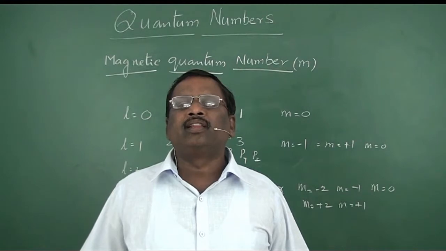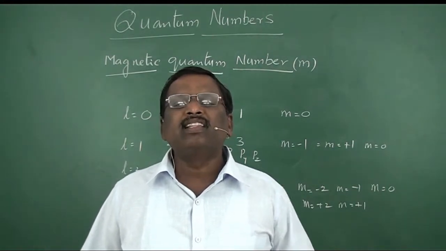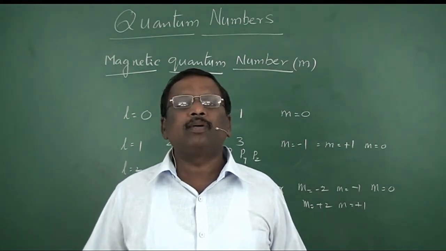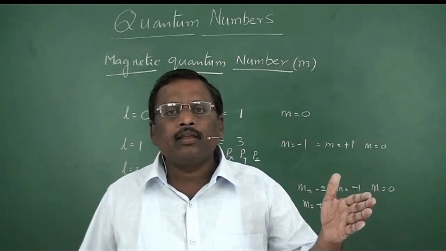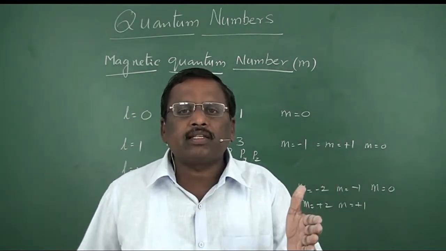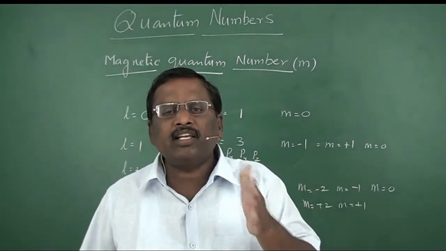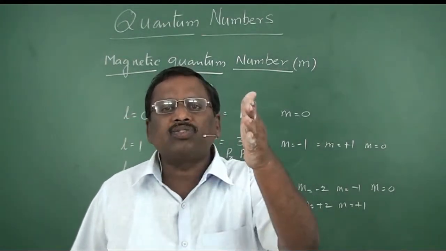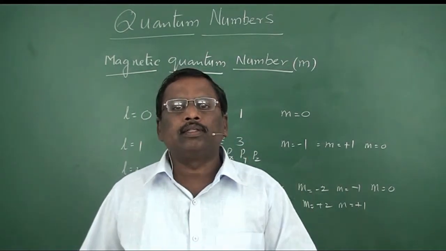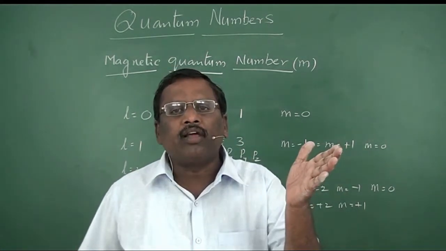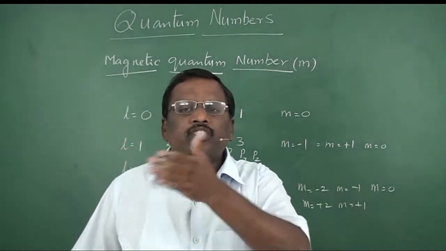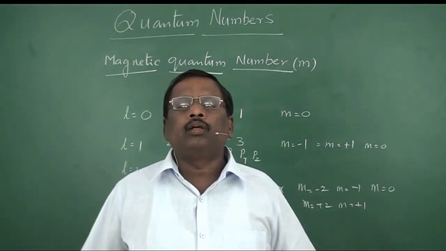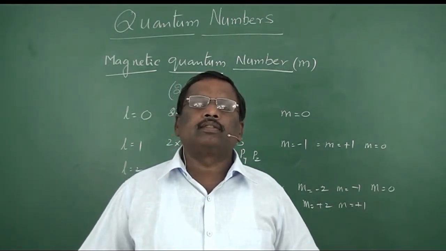That's why I am saying that these quantum numbers are nothing but the address of an electron in an atom. We know that the person belongs to which country, in that country, which state, in that state, which district, in that district, which town, in that town, which street, in that street, which house. Just like that, here to which main energy level, in that main energy level, to which subenergy level, in that subenergy level, which orbital that particular electron belongs.